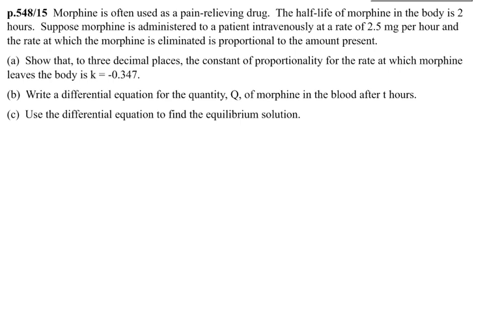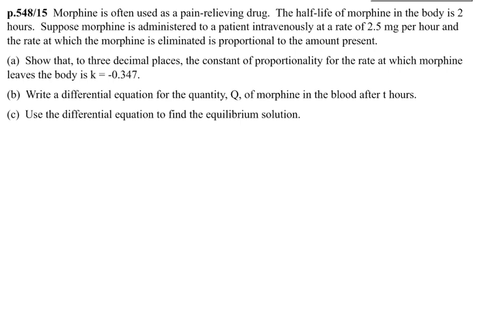Okay, here we have problem 15 on page 548, and this one has to do with morphine. It's a pain-relieving drug, and we're given a half-life, which is 2 hours. Morphine can be administered intravenously at a rate of 2.5 milligrams per hour, and we're told that the rate at which it is eliminated is proportional to the amount present. That's always that really key phrase on these problems.